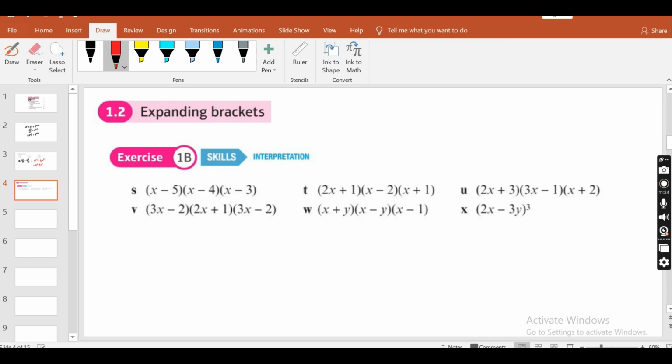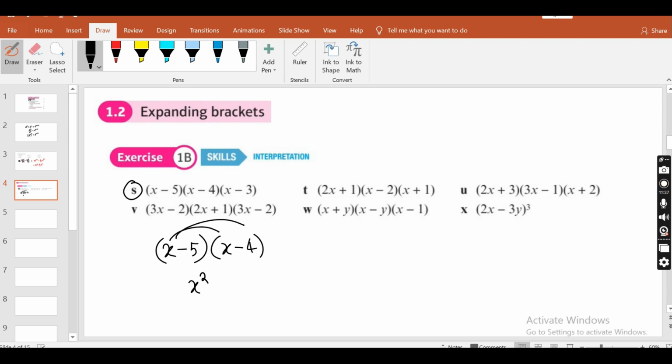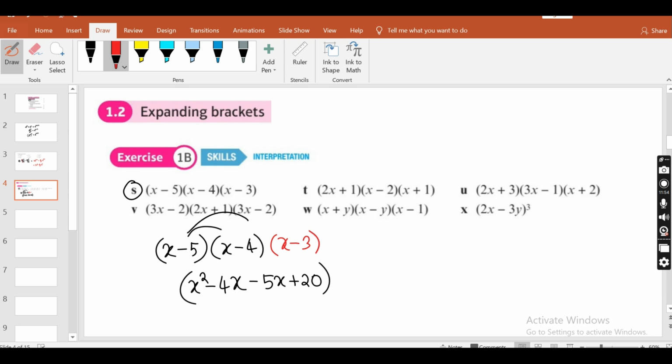When you have 3 brackets, Iman, how do you expand it? First we do 2 brackets, and then the third one. So here take x and multiply both, you will get x square minus 4x. And then take minus 5 and multiply both, you will get minus 5x plus 20, correct? Keep the third one as it is. Simplify this, you will get x square minus 9x plus 20 times x minus 3.